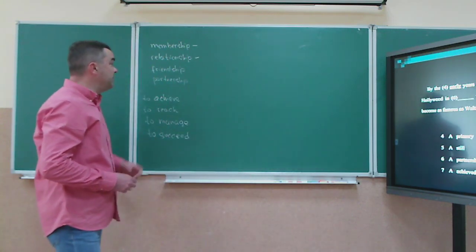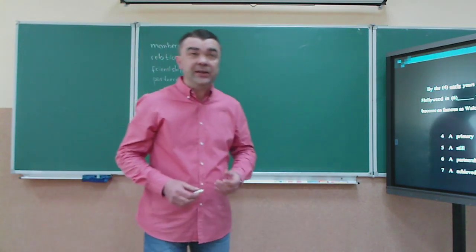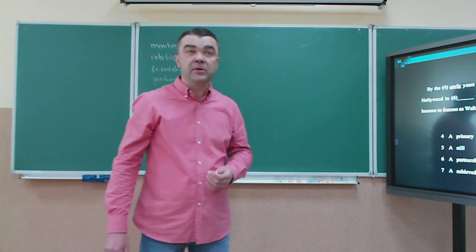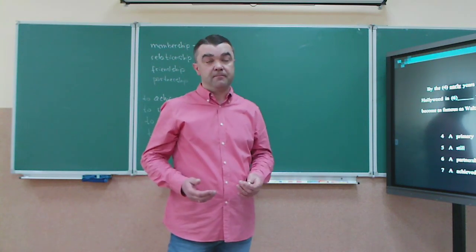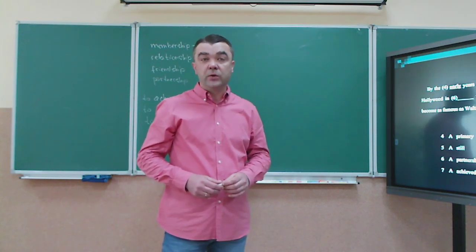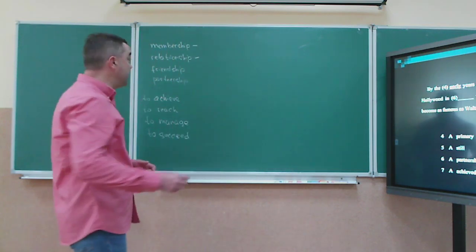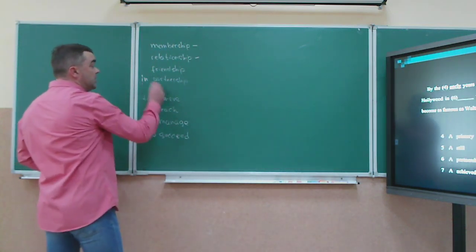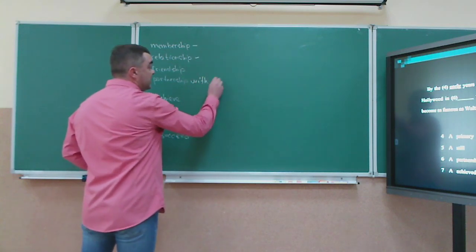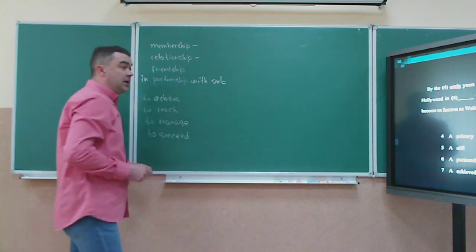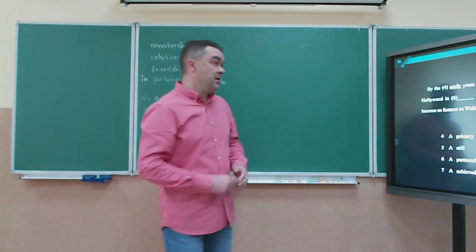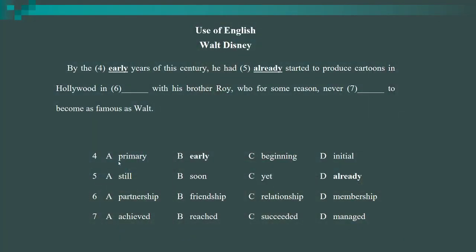The next one is partnership. What is partnership? Partnership is a kind of agreement between 2 or more people to work together. By the way, we can have just an example, an expression with partnership. It will be in partnership with somebody. So let's have a look again at the text. We have, again, by the early years of this century, Walt Disney had already started to produce cartoons in Hollywood with his brother Roy. I hope they agreed just to work together.